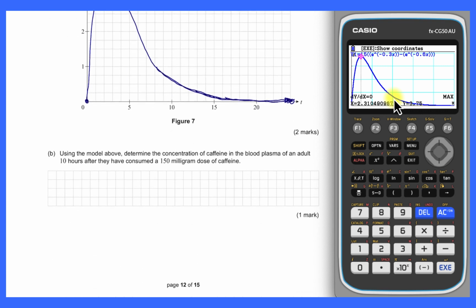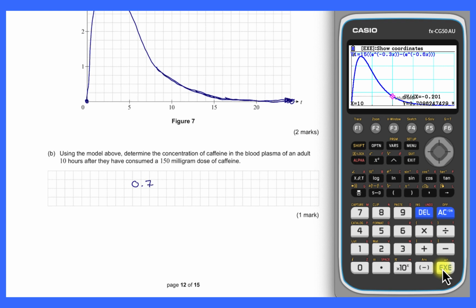Part B says, using the model above, find the concentration after 10 hours. Well, I've got my graph here, and what I want is that value there, but I'm not going to guess. I mean, I can see it's here, but I'm not going to guess. I'm going to use trace. So press Shift and F1, and I can just type in the value 10, and it will jump to 10. And I can see the Y coordinate there is 0.7096, so that would be 0.710 to 3 significant figures.